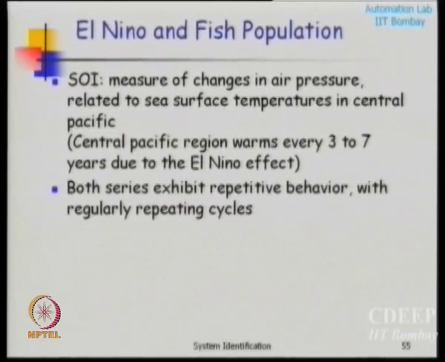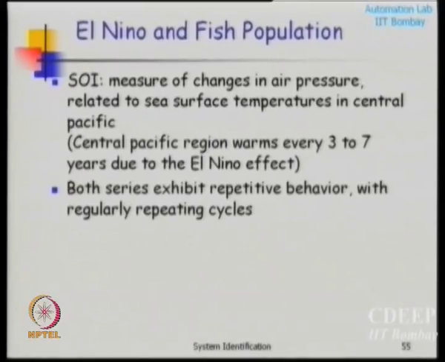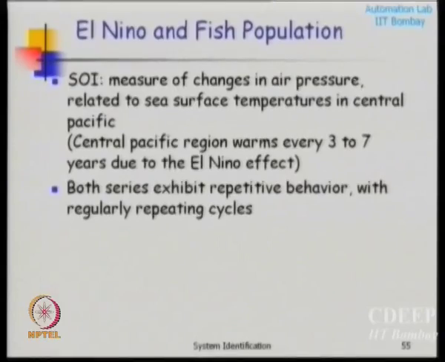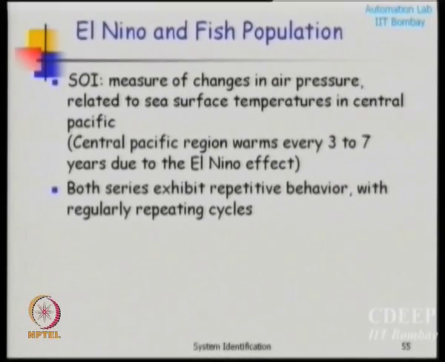So this is some index which actually is a measure of air pressure, changes in air pressure related to sea surface temperature in the Central Pacific. Now, you probably have heard of this El Nino effect, that is, the Central Pacific region keeps warming with a cycle of 3 to 7 years, and then that is blamed for many things. Suddenly you see in the newspaper that this year monsoon is not good because this El Nino is active or something like that.